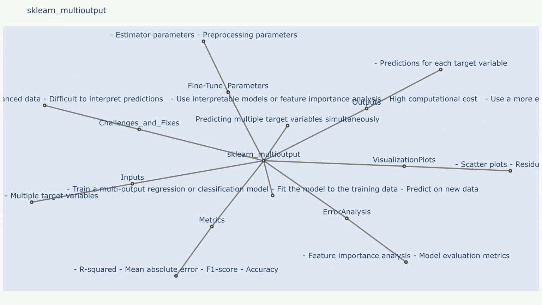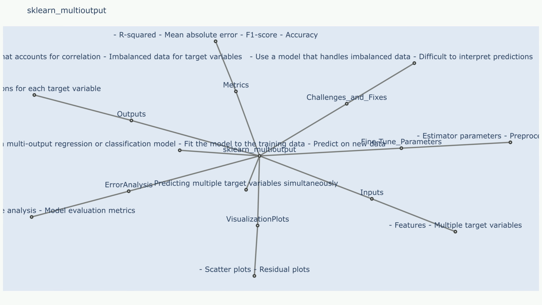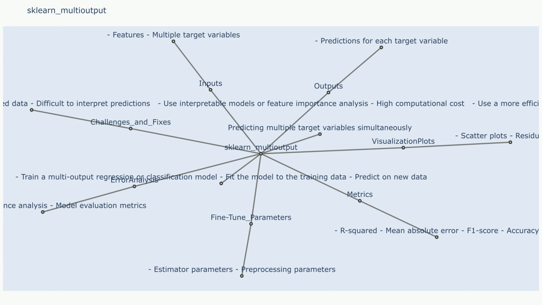Fine-tune parameters. Parameter 1. Explain in detail. Number of estimators for tree-based models. This parameter controls the number of trees in the ensemble. Increasing the number of estimators can improve the model's accuracy but also increases training time. Parameter 2. Explain in detail. Learning rate for gradient boosting models. This parameter controls the step size taken during the optimization process. A smaller learning rate may lead to better accuracy but requires more iterations.